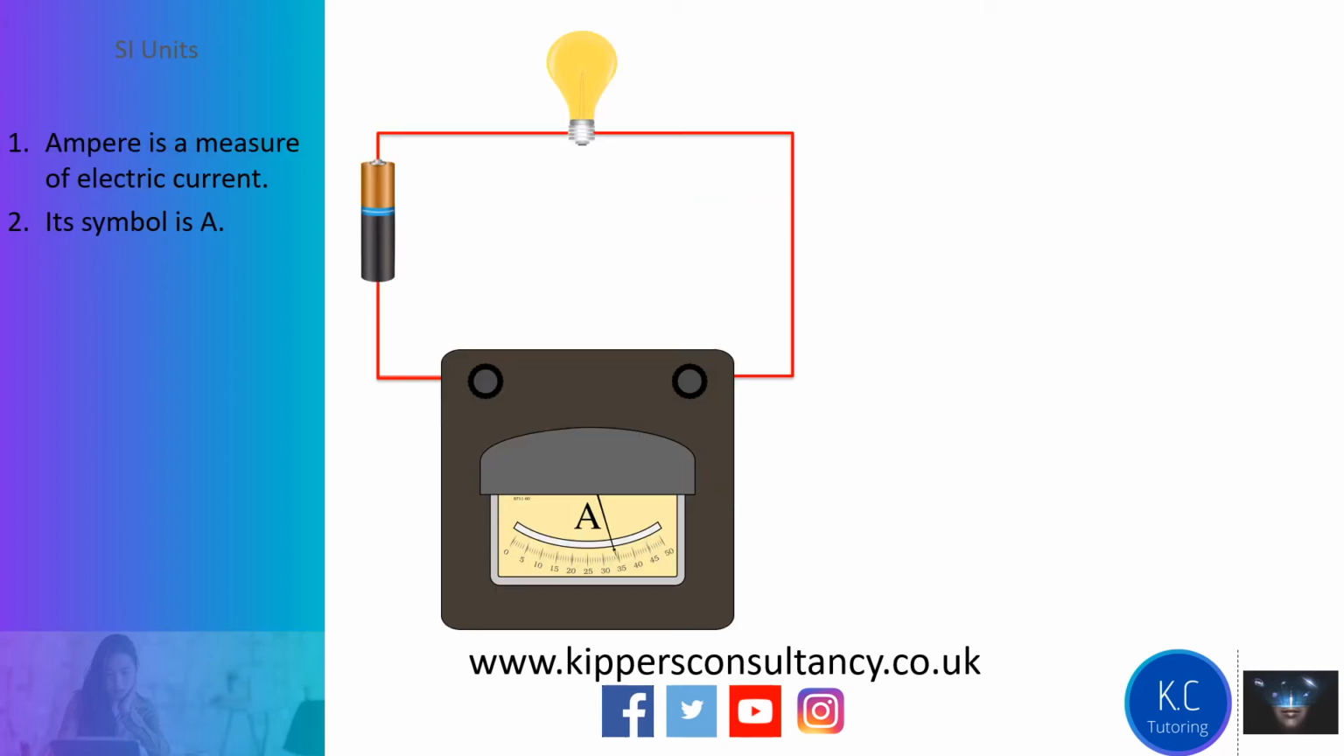The next SI unit we will look at is the ampere. This measures electric current and has the symbol capital A. For more information about electric current, please see our video on current. The link is included in the description below. This ammeter shows a current of 34 amps is flowing through the circuit. A slightly high current for a battery and a bulb.